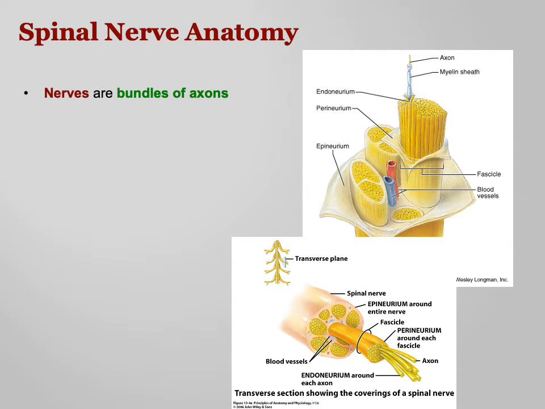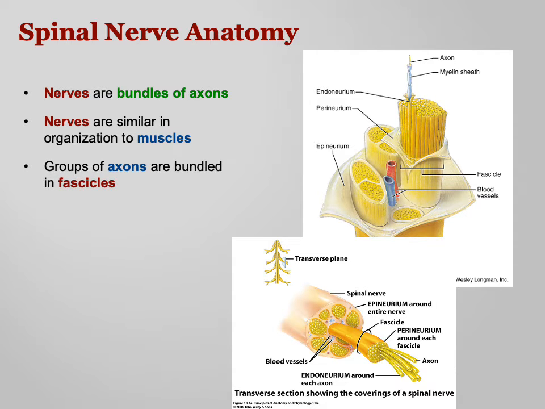Nerves are bundles of many, many axons. They're organized in a manner very similar to that of the muscles that we've seen before. Groups of axons are bundled into fascicles. Those may be axons that are all going to the same place. Remember how fascicles group together muscles that have similar functions? Same kind of thing can happen here. Fascicles may consist of axons that are all going to a particular muscle or a particular part of a muscle or something like that. The entire nerve is wrapped in epineurium.